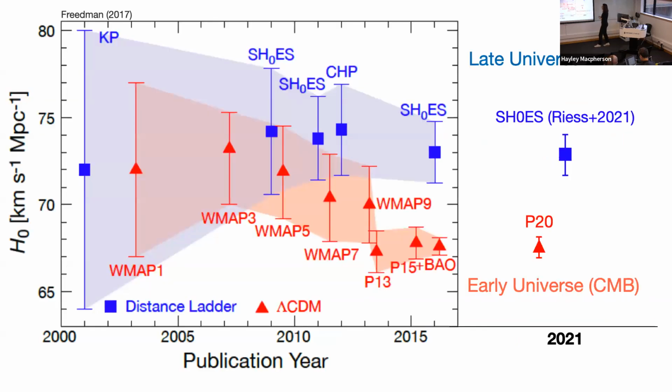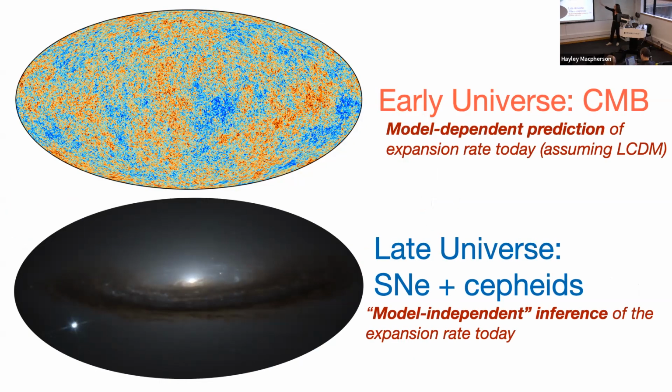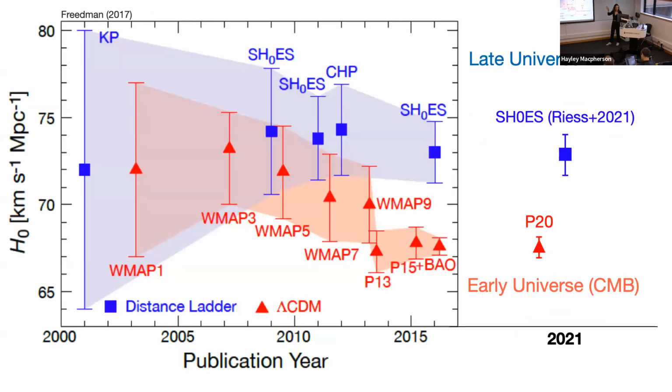Now what we're going to do is look at what these two different probes have given us for H0 as a function of time, and see how they've come to disagree with one another. This is the same plot that I showed a few slides ago. We're just looking at measurements of H0 as a function of publication year. We're essentially just carrying on from the previous plot from 2000 down to around about today. These red points here are showing the H0 measurements from the early universe, or measurements of the CMB.